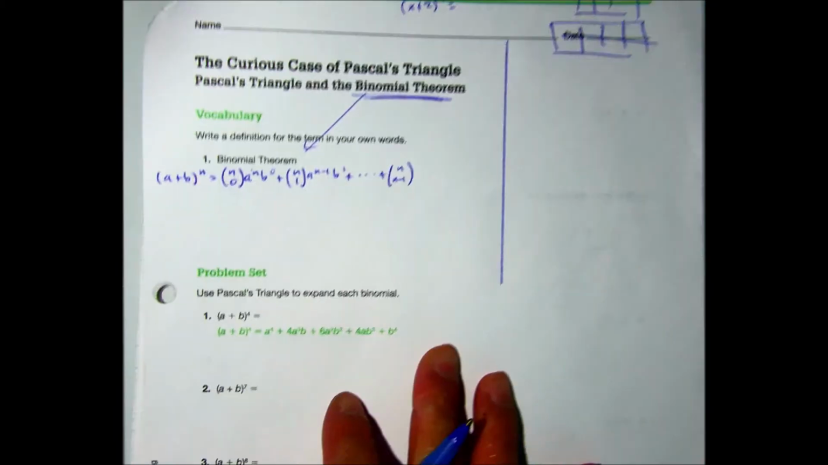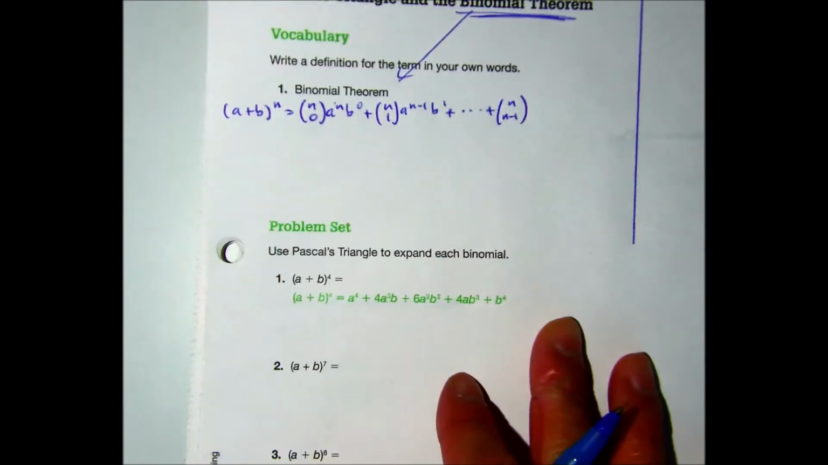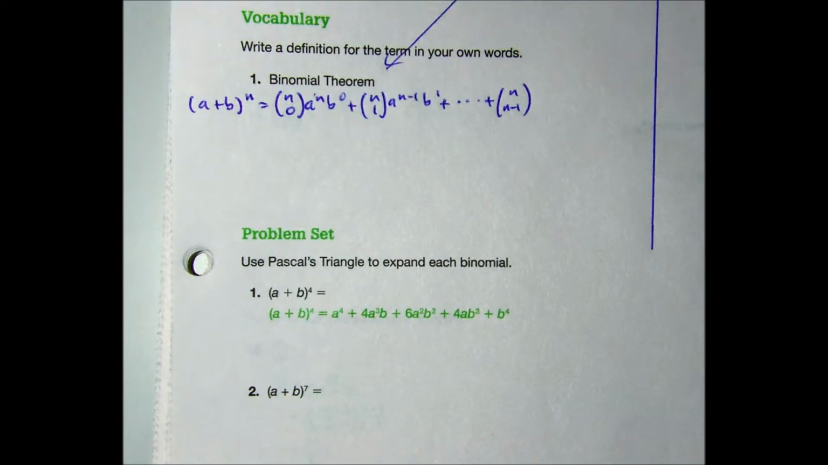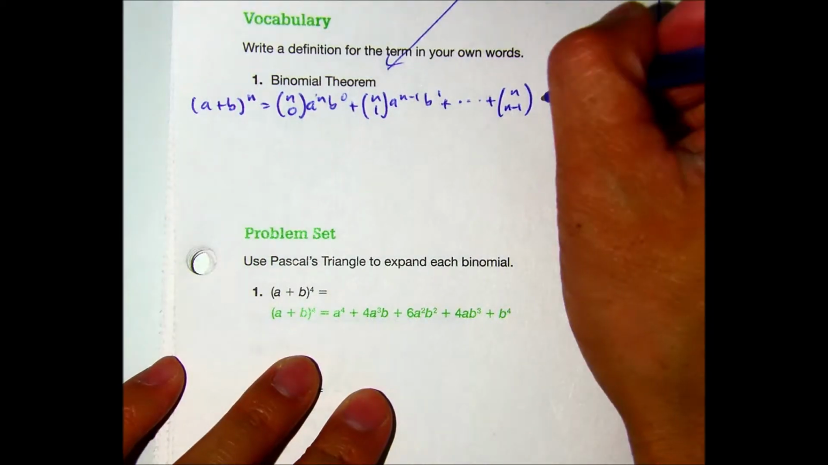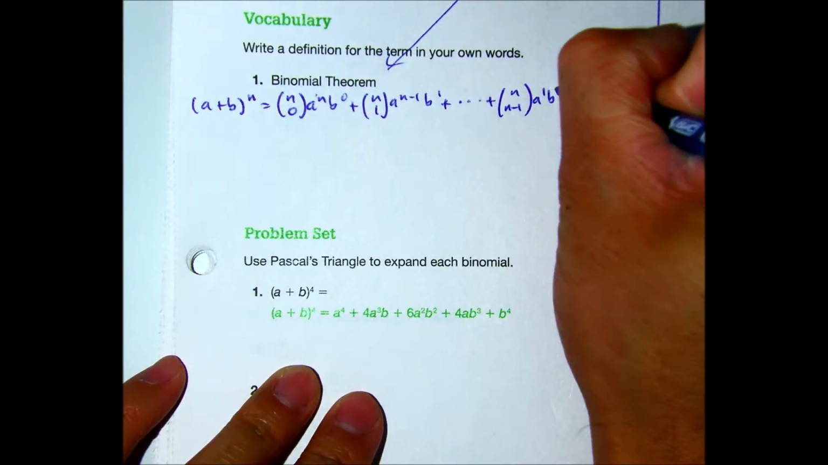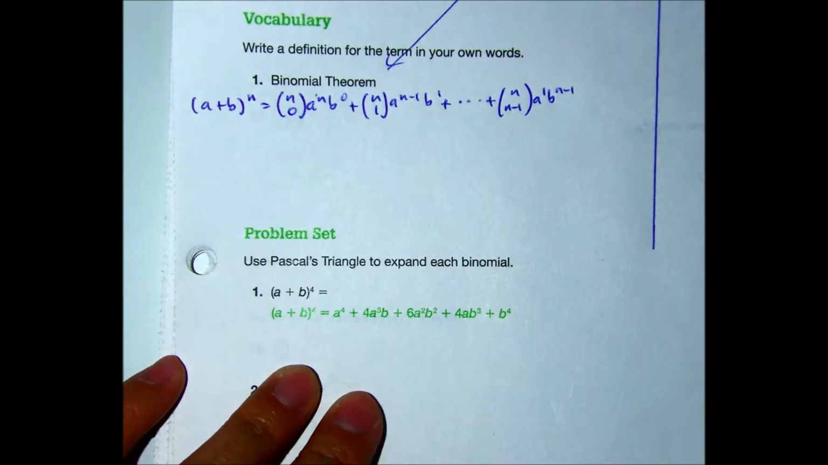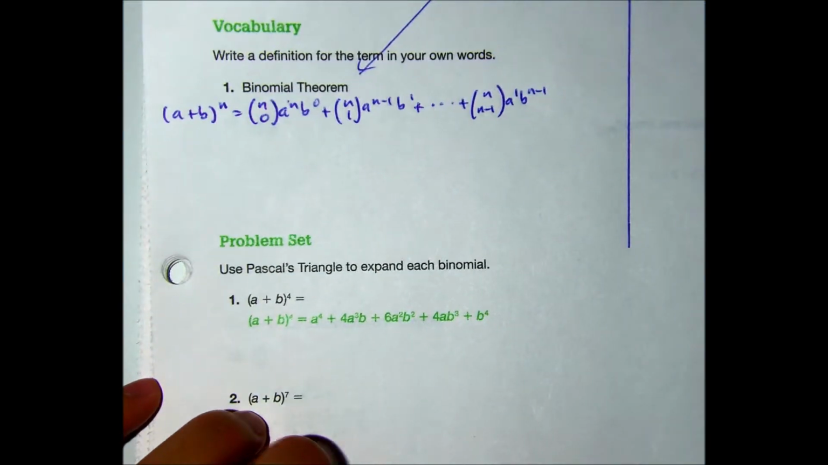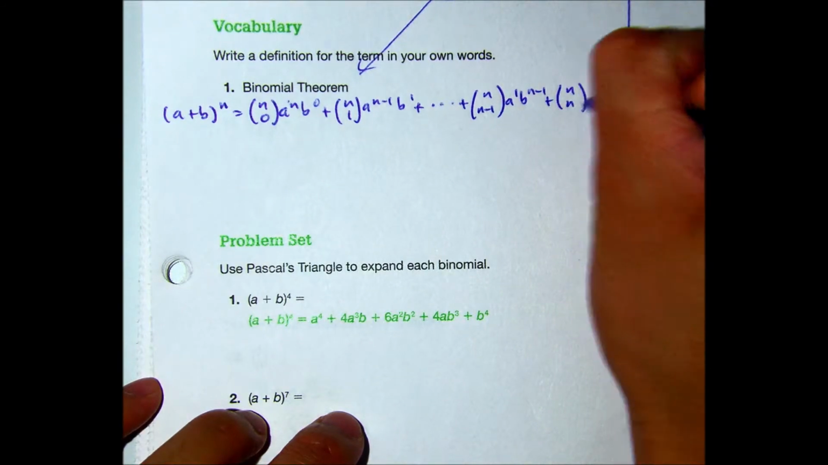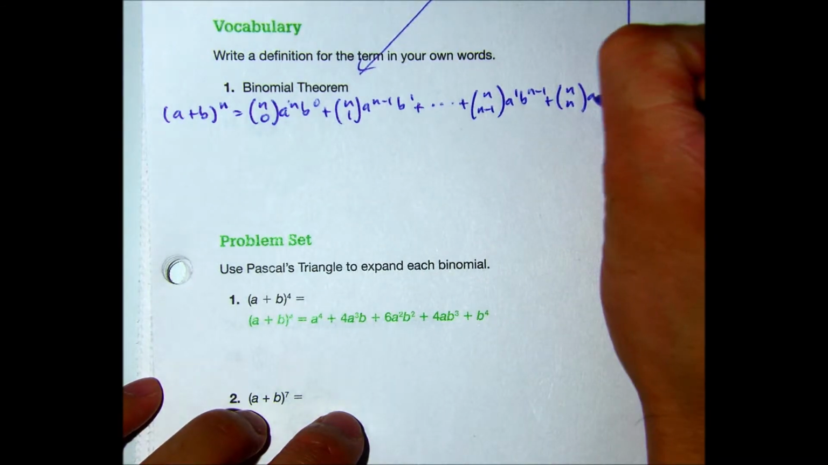Can I make it bigger? This is the biggest it can go. Feel free to use manual zoom. a to the 1, b to the n minus 1. Plus n choose n, a to the 0, b to the n.